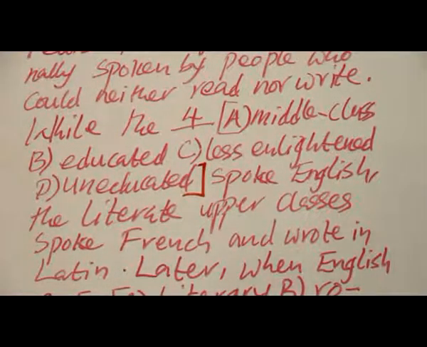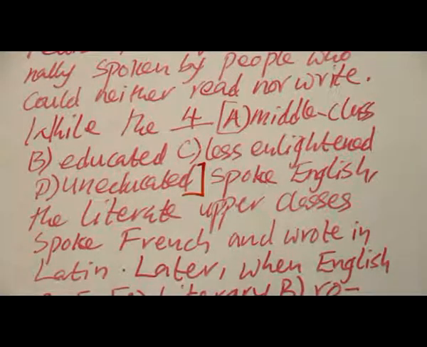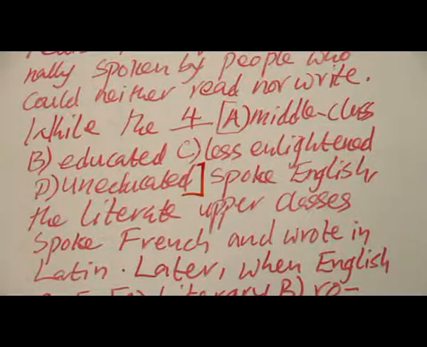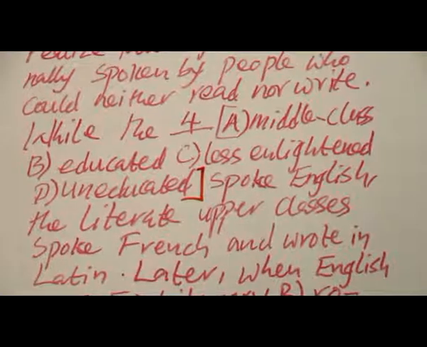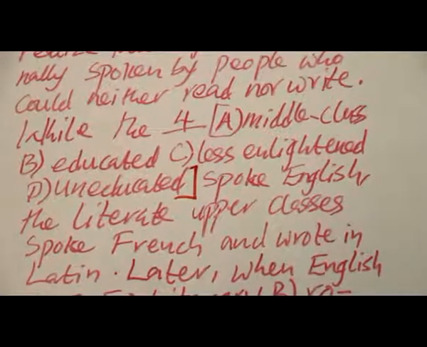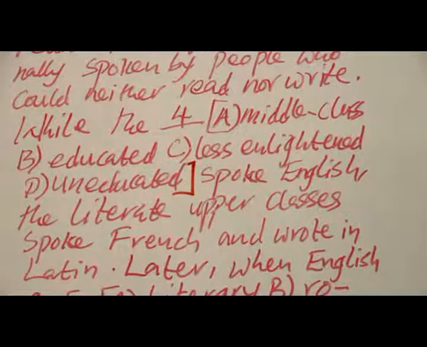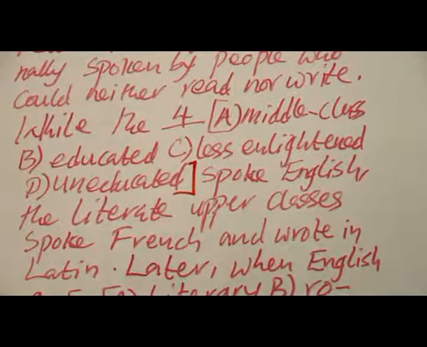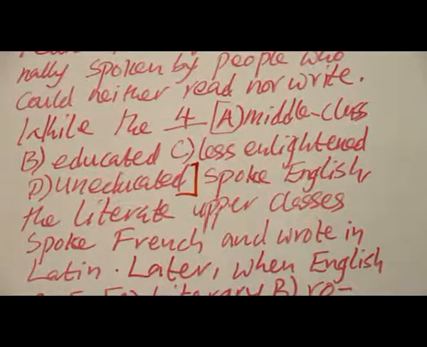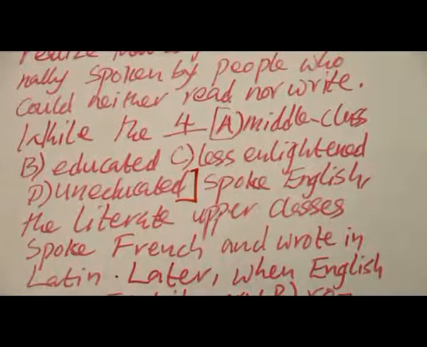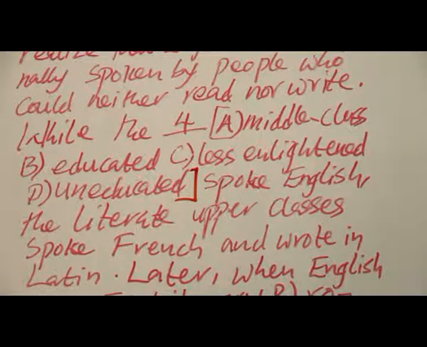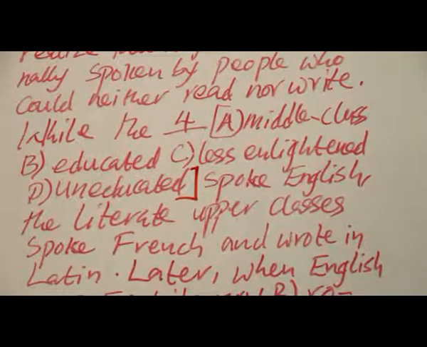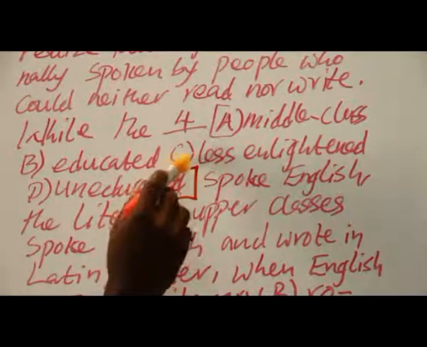Now we'll look at less enlightened. Should we take that to contrast with the literate? Now, remember, the word enlightened doesn't necessarily have to do with education. One can be educated and still not be enlightened. So enlightenment actually has to do with being informed. You can have somebody educated but still not informed, particularly in some areas. So we go without option C.